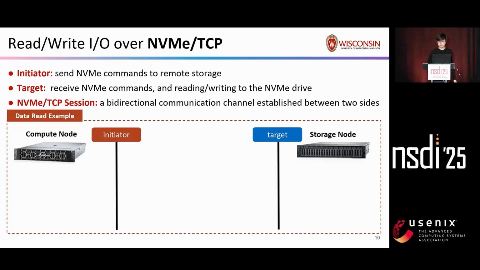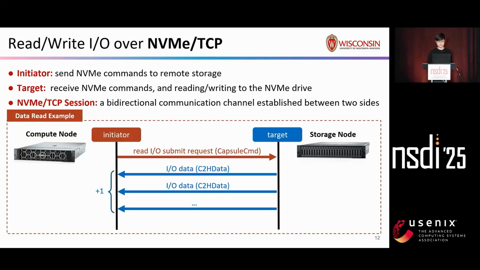Here is an example of a data read operation. First, the initiator sends a read command to the target. Second, the target executes the command and transmits the requested data back to the initiator. This process may involve multiple transmissions. Third, once all the required data has been sent, the target sends a completion message to the initiator. The case of write I/O is similar, but it depends on the size of the write I/O.